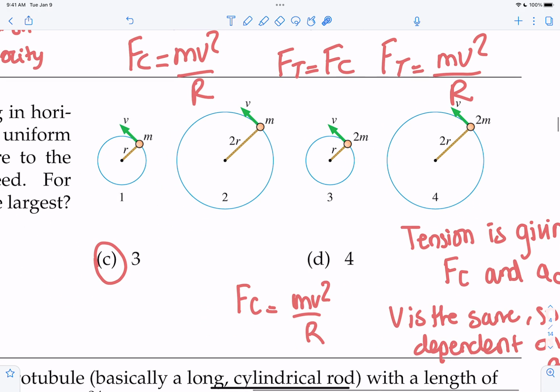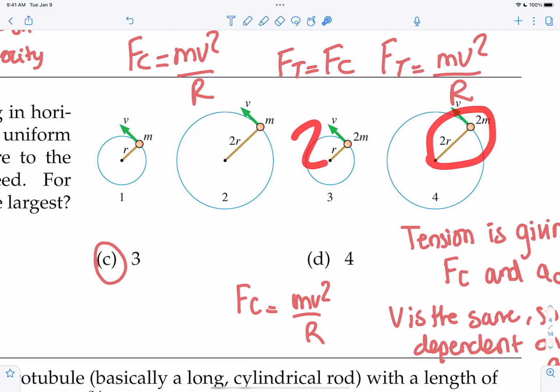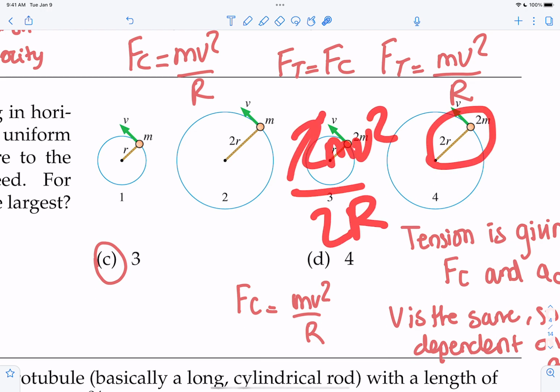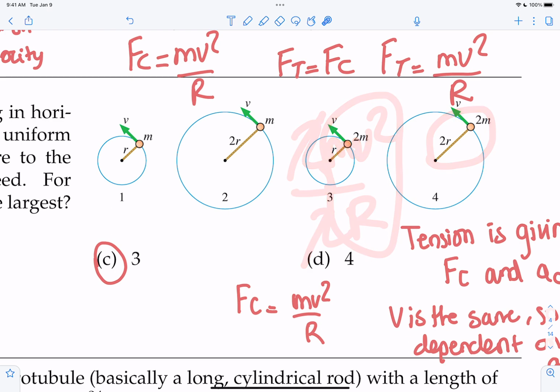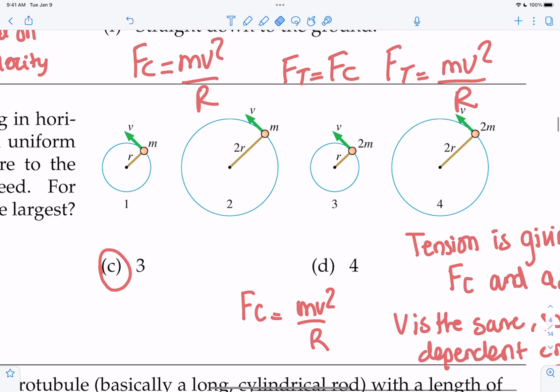So if I compare all these mass values, I want to maximize the numerator, minimize the denominator. So number 3 is the one that gives me the largest numerator with the smallest denominator. Because 2m v squared over r is a lot bigger than just mv squared over r. It's double, actually. Now, 2m over 2r, so 2mv squared over 2r, the 2's cancel out, and you're just left with mv squared over r. So really, number 1 equals number 4, because the 2's will cancel out. You're just left with m and r, right?